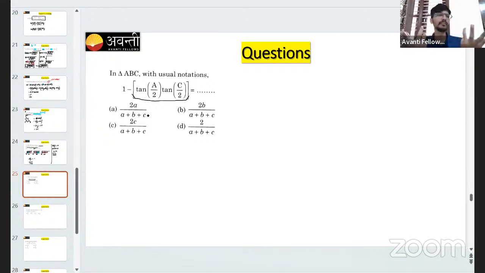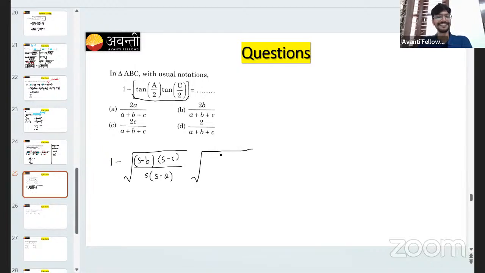So it is half angle, so what will we use? We'll use the half angle formula. So if you remember, what was tan? I think I forgot. Tan A by 2 was under root of (s minus b)(s minus c) upon s into (s minus a). Chalo, I guess it is correct, right? If the answer doesn't match we will change it. Okay. What was tan C by 2? Tan C by 2 was (s minus a)(s minus b) upon s into (s minus c).